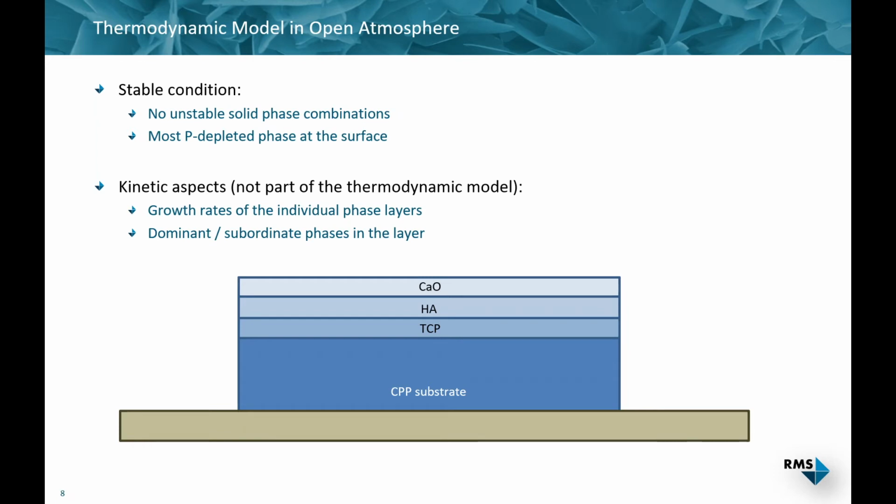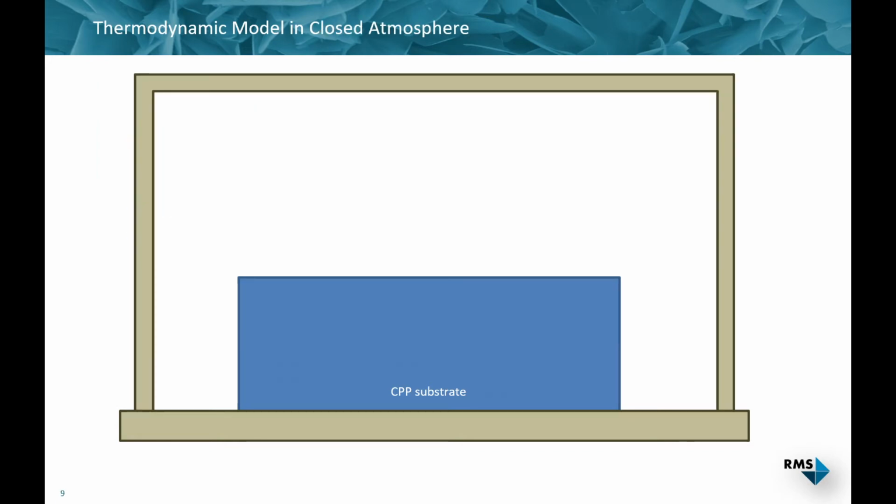This is the only stable situation in which no more evaporation can occur and no unstable solid phase combinations exist. The second scenario we modeled was a closed furnace, which means that the concentration of phosphate species in the atmosphere will increase and eventually reach saturation.